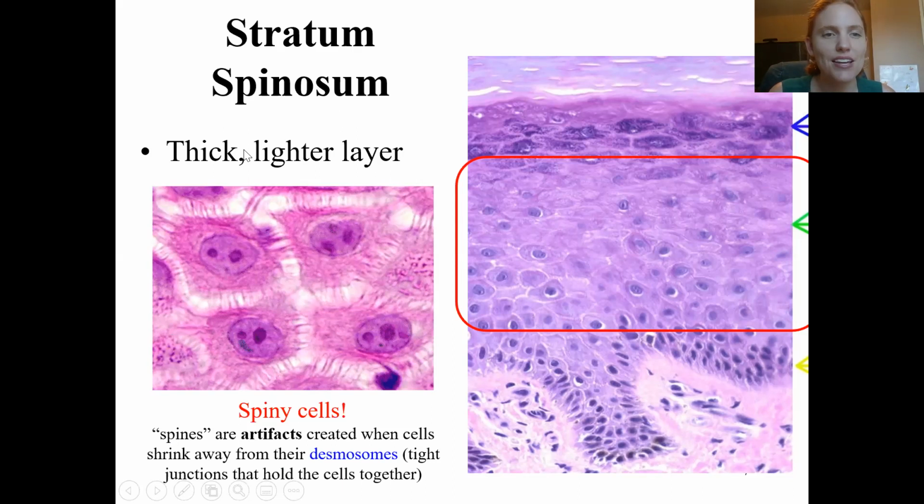And I remember that because the cells are spiny. The stratum spinosum is going to be this thick layer right here, where you're going to see nice, solid-looking cells, all compact and jammed together. That's the stratum spinosum.